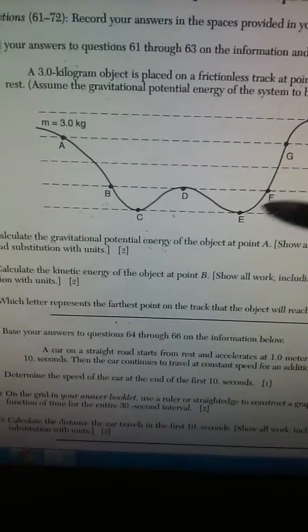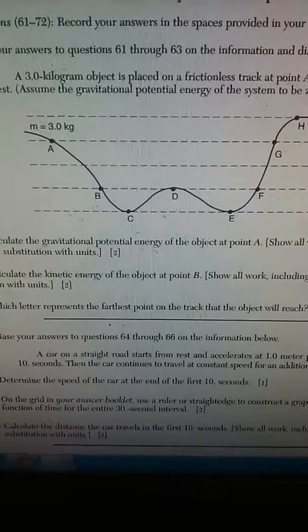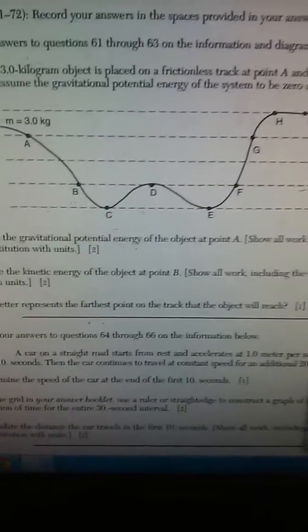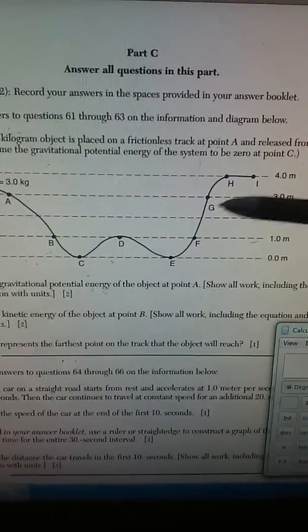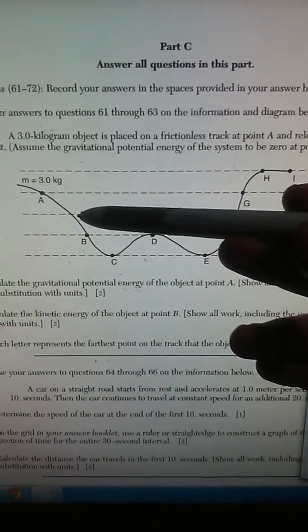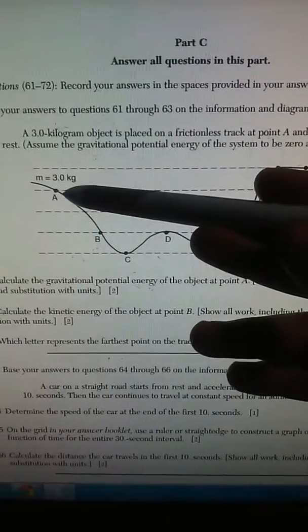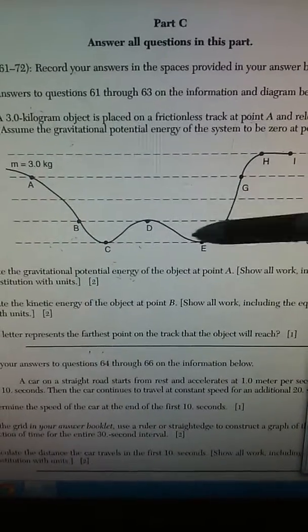Now 63. Which letter represents the farthest point on the track that the object will reach? The farthest point the object will be able to reach is based on how much kinetic energy it has. The amount of kinetic energy it has is the same as the potential energy that it started with. So if it starts 3 meters high with a certain amount of potential energy, all of that potential energy will turn to kinetic energy, and it will still reach this high, like we saw on the ramp.